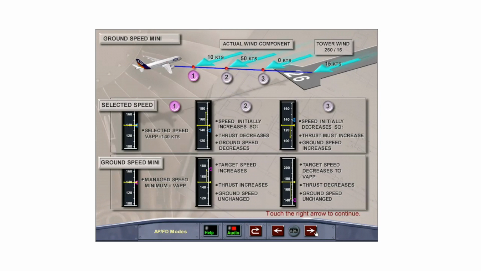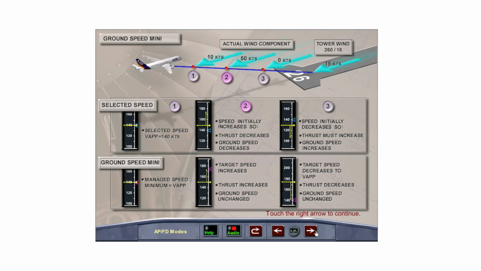The ground speed mini function ensures that thrust levels and speed are maintained at safe levels. Two examples are shown. One has the aircraft flown at a fixed selected speed. The other utilizes the managed ground speed mini function. In the first part of the approach, the headwind component is less than the tower reported component, so in both cases, the aircraft speed equals the VAP speed of 140 knots.